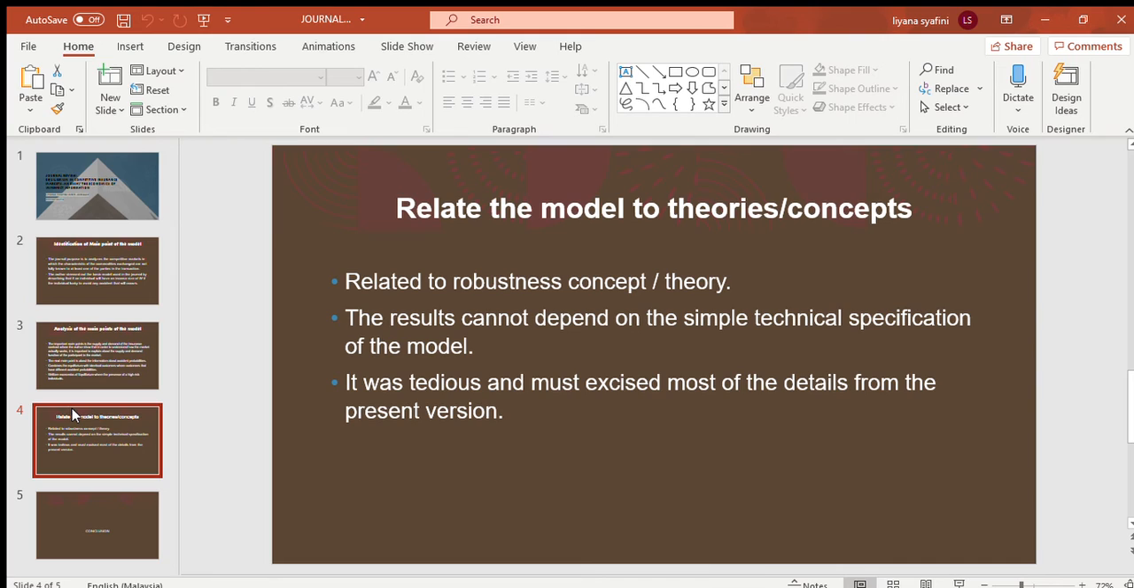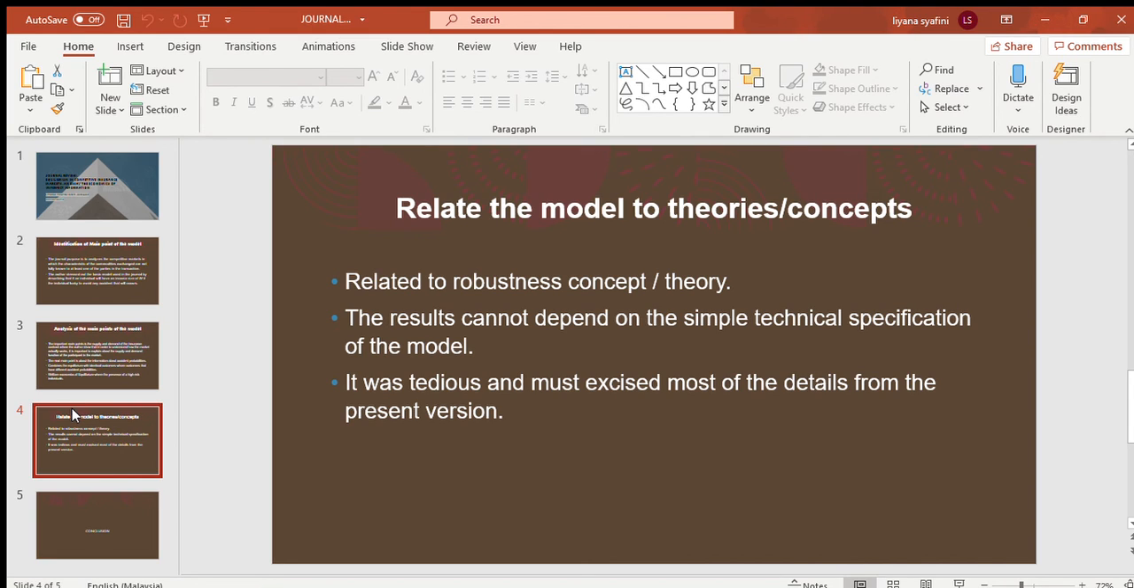Next is about how we can relate the model to theories and concepts. It can be related to the robustness concept or theory. It is because the result cannot depend on the simple technical specification of the model. Because time by time, the insurance market might have developments, and it was tedious and must exercise most of the details for the present version.